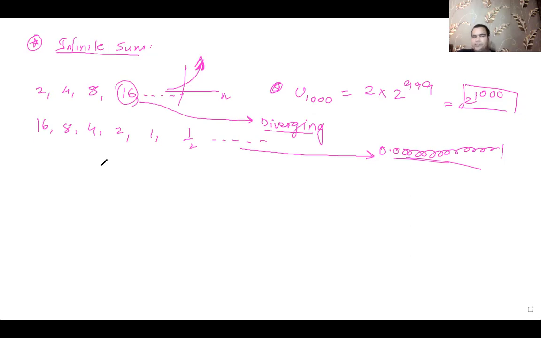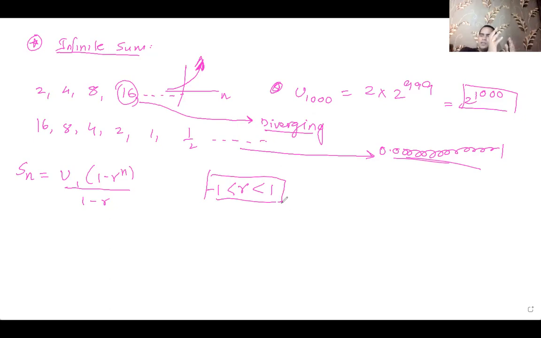Now, there is a genuine reason for it. So let's say you have Sn, it will be u1 times (1 minus r to the power n) over 1 minus r. So Sn is u1 (1 minus r to the power n) over 1 minus r. Now, if the ratio is between -1 and 1 for any particular sequence, this is called a converging sequence.